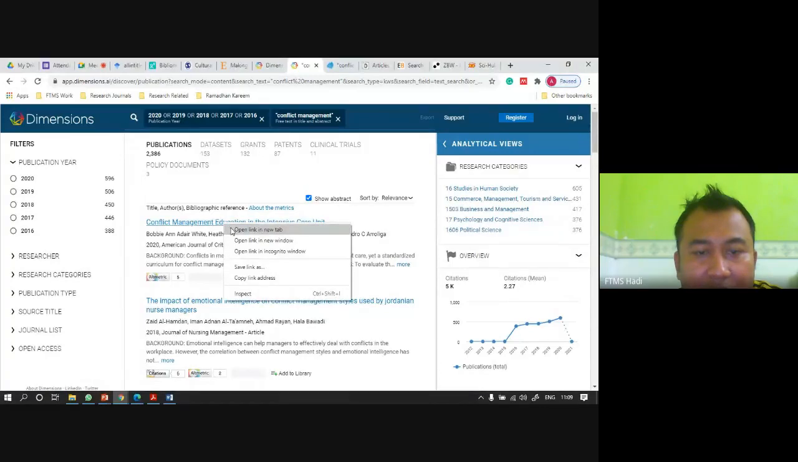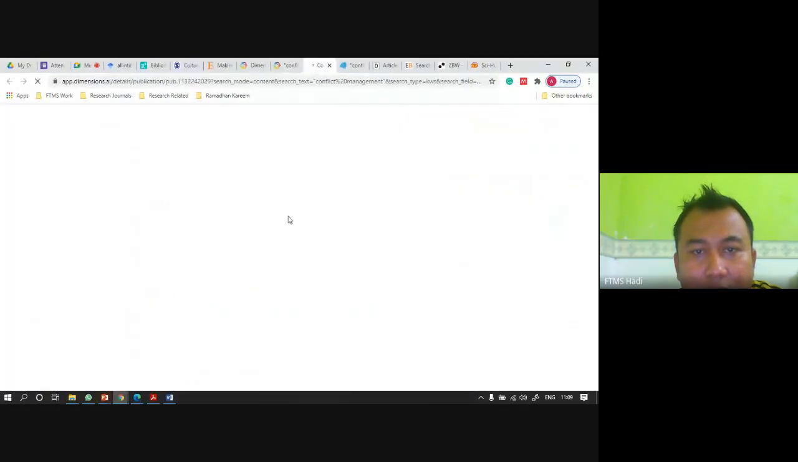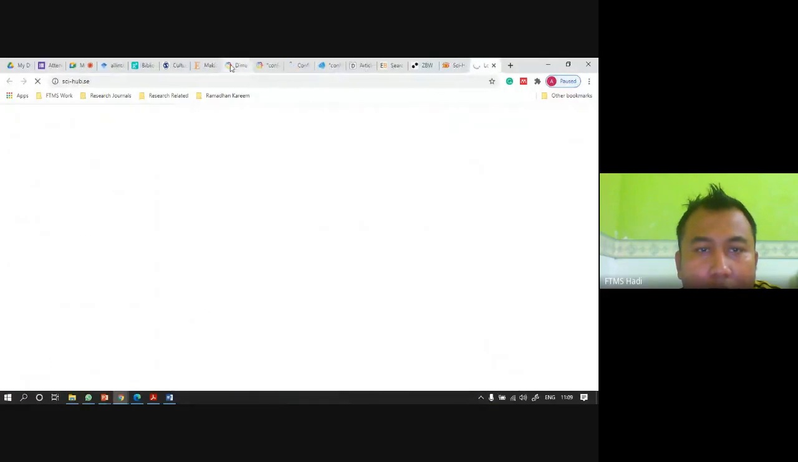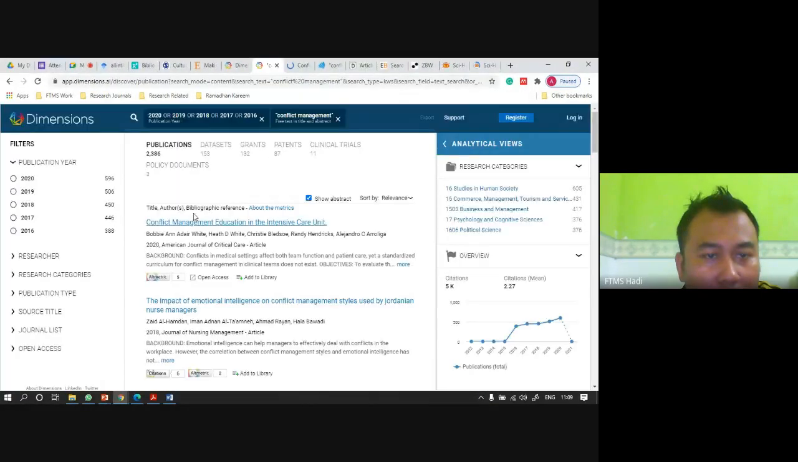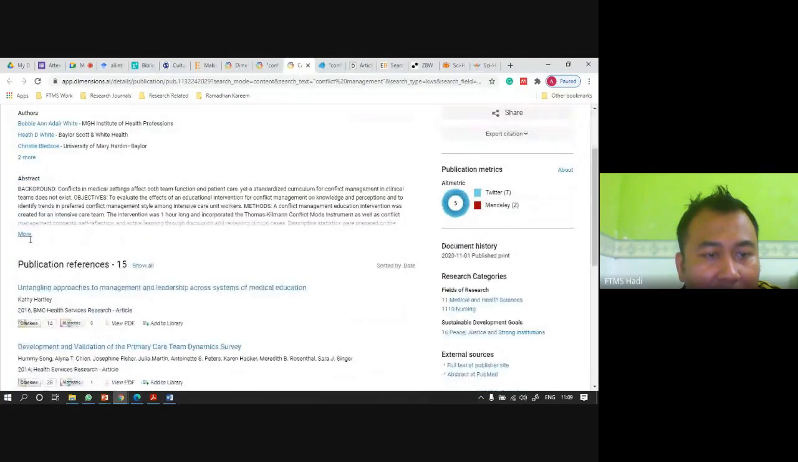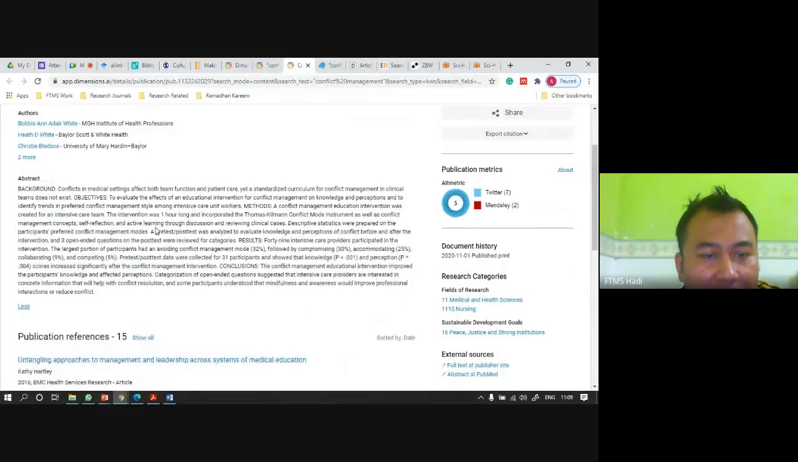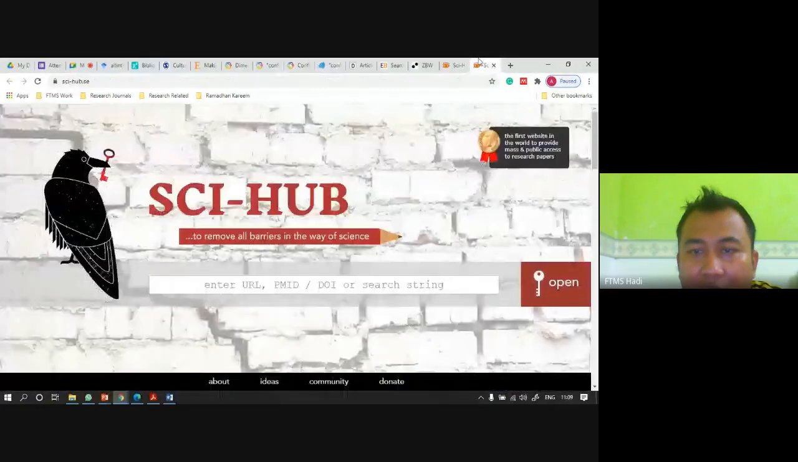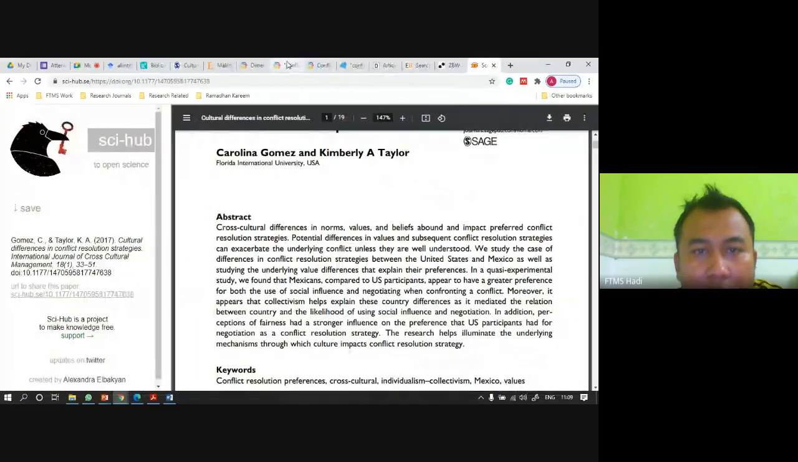Okay, so let's have a look at it. You see there is a DOI there, and then go to Sci-Hub and download. Yeah. Okay, if you read the abstract and you find out that there is a good paper you want to take, you just copy this DOI and then paste it here. Yeah. Okay, that one is Dimensions.